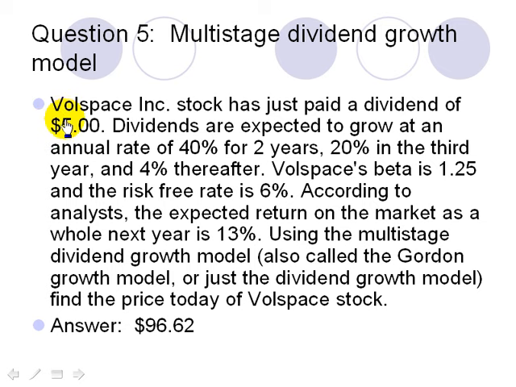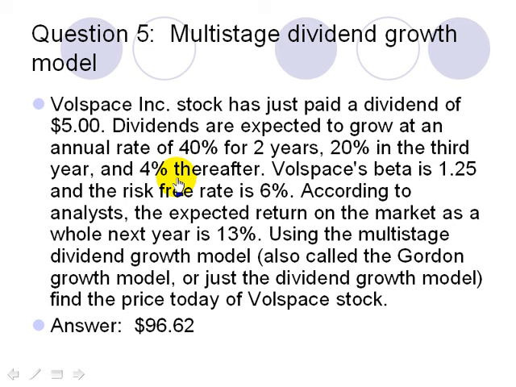It was just paid. And so next year we're expecting a dividend that's going to be 40% higher than that. And then the year after that, we're expecting that to be 40% higher. Then 20% higher in the third year, so that gives us a 40, 40, 20% growth rate, and then thereafter we have a 4% growth rate.